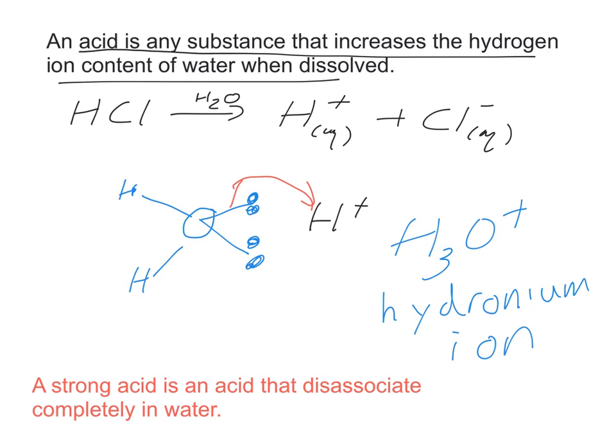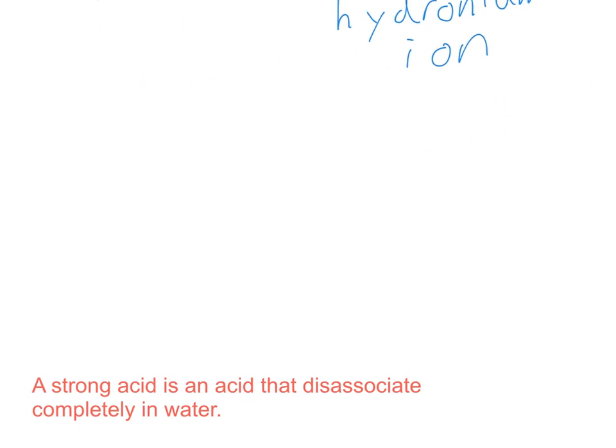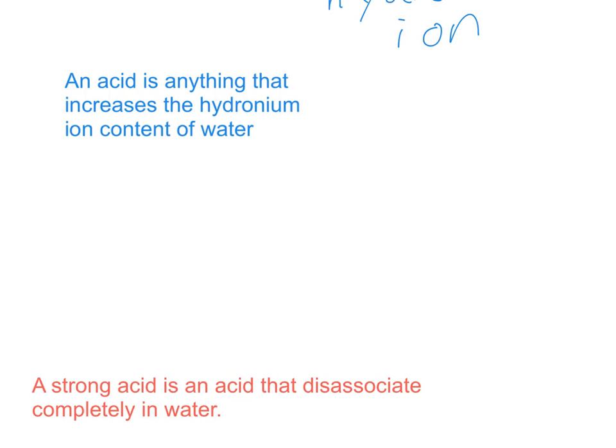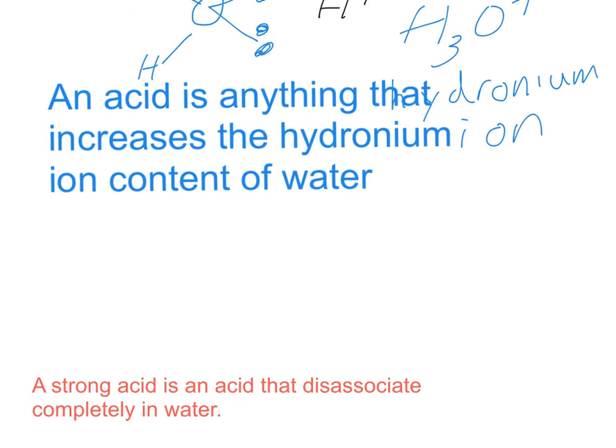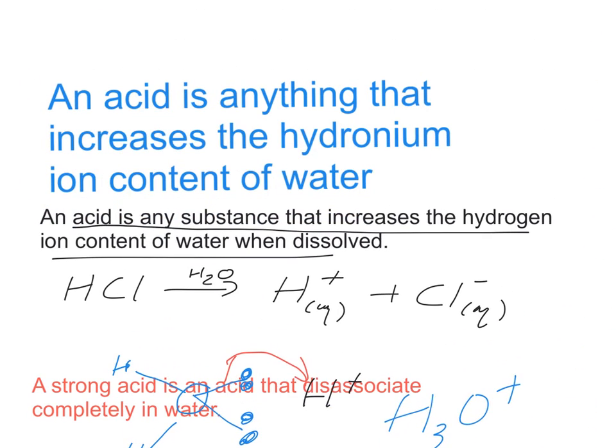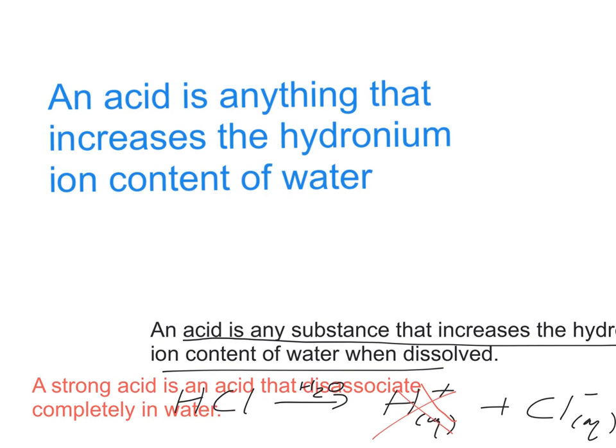Therefore, you'll often see the definition of an acid somewhat modified. You'll often see the definition of an acid given as: an acid is anything that increases the hydronium ion content of water. Why? Because you'll never actually see a hydrogen ion floating free. Therefore, how we write acid reactions needs to change to reflect this new definition.